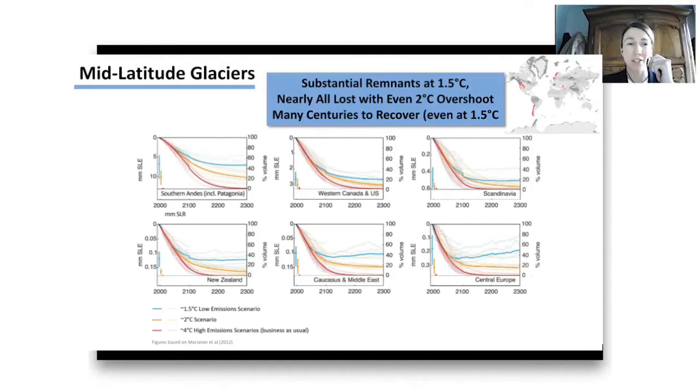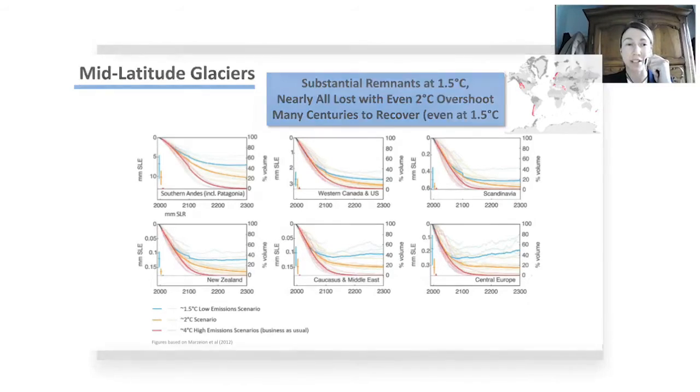mass by 2300. And in Central Europe, which is the graph in the lower right corner, if you pay attention to the blue curve, which is a 1.5 degree scenario, we could even get some regrowth of the glaciers, but only if we stay at or below 1.5 degrees.